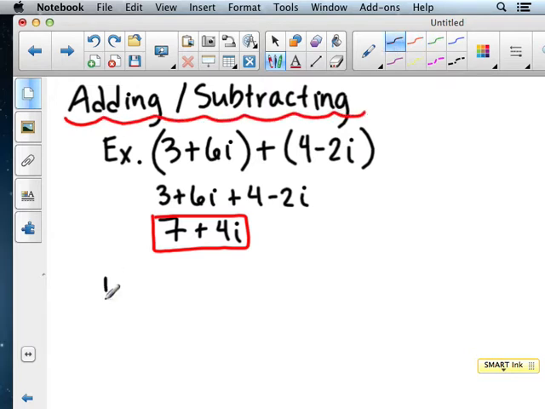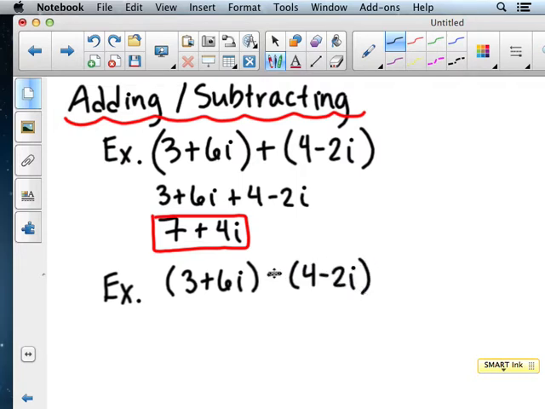Let's look at another example, this time with subtracting. 3 plus 6i minus 4 minus 2i. Now here we have a minus sign in the middle that needs to be distributed into the second parentheses. So we get 3 plus 6i minus 4 plus 2i. Don't forget a negative times a negative is a positive. And now we're going to combine our like terms.